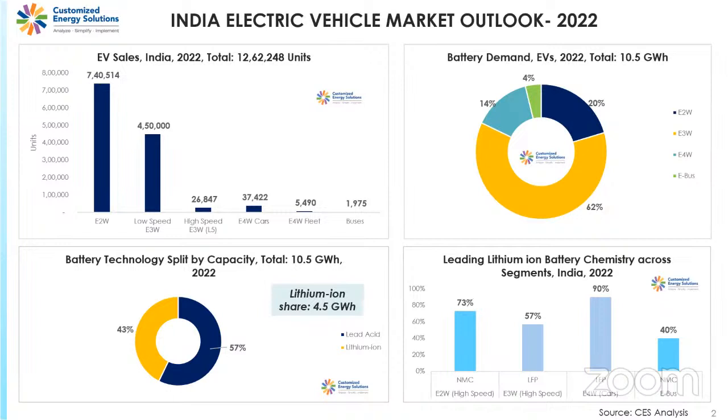Now, if we talk about leading chemistries, what are the leading chemistries across the segments, either it be 2, 3, or 4 wheelers? For high-speed two-wheelers, we saw that NMC is dominating as of now, and for electric three-wheelers, high-speed, I'm talking about LFP is the dominant. Similarly, for four-wheelers, LFP is there for passenger vehicles, and NMC was 40% dominant for electric buses.